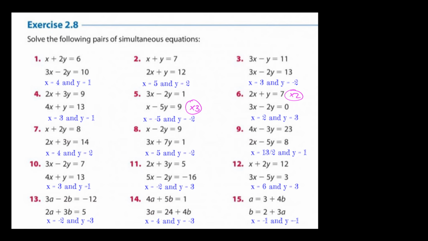Okay, so for question 7, I would look at it. If you were going to get rid of x's or y's, in this case it's easiest to get rid of x's by multiplying the first equation by 2. And I'll just show you question 8, and then after that I'll leave you to do the rest by yourselves. So for question 8, I think you should get rid of the x's, and you could do that easily by multiplying the first equation by 3. But just make sure that you multiply everything by 3. So if I was doing this one, I'd have to multiply x by 3, multiply this by 3, multiply this by 3.